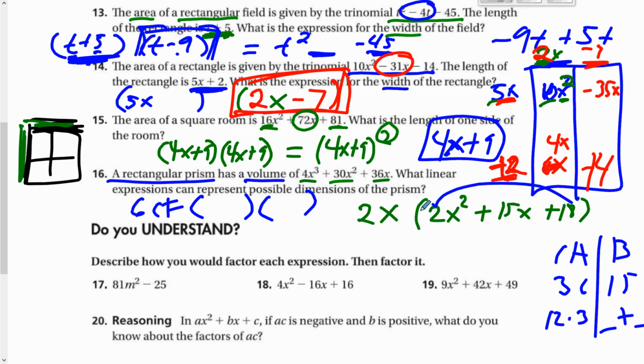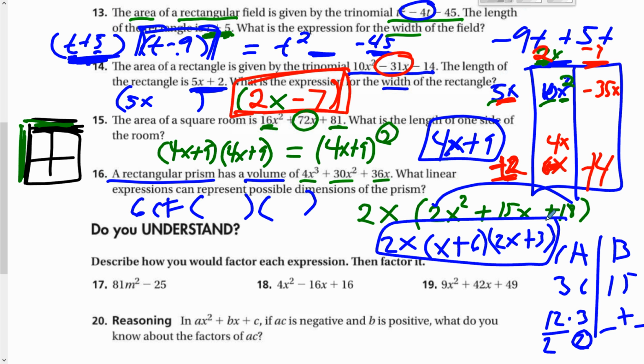And then we go ahead and divide by our a, which is 2. 12 divided by 2 is 6, so we have x plus 6. 3 divided by 2 I can't do, so I'm going to move this 2 out in front, so 2x plus 3. And then I bring down that 2x that I factored out from the beginning. So those are all the 3 sides. So those are possible dimensions, the linear dimensions. These 3 are all linear factors there.